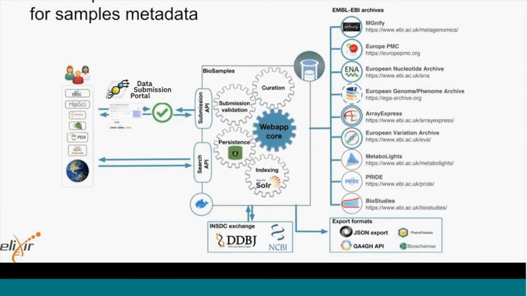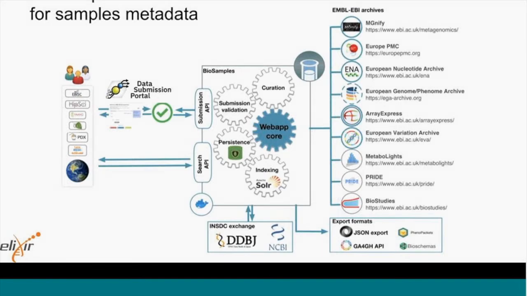You can see that locally at EBI, on the right-hand side, biosamples link to several of the EMBL-EBI archives: MGnify if you're interested in metagenomics, Europe PMC for literature information, ENA for sequencing, EGA if you're doing human controlled access, and so on, ArrayExpress, EVA, and so on.